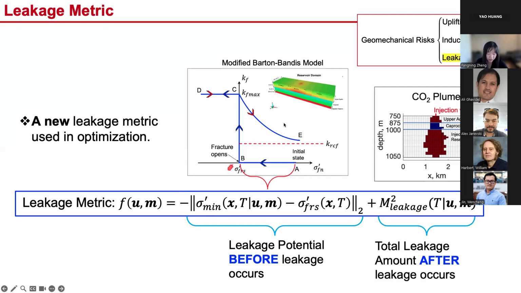And the second part of the leakage metric is pretty intuitive. It's the total amount of CO2 that would leak out to the caprock or an upper aquifer in the event of a fracture. If no leakage occurs, this term is zero. But if a fracture does occur, this term becomes a very large number, which I added here to be used as a penalty to the objective function, to discourage any leakage.